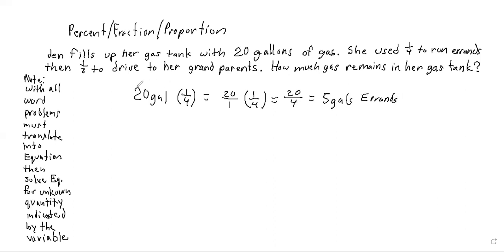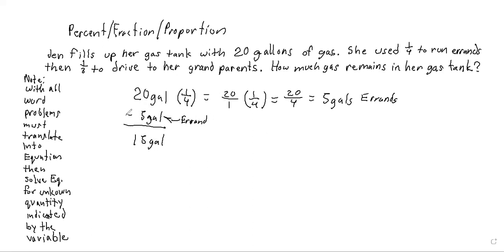That's for errands. Now we're going to subtract that, and then we're going to take 1 third of what's left over, and that's how much she used on her grandparents. So 20 gallons minus 5 gallons for errands, and that's going to give us 15 gallons.